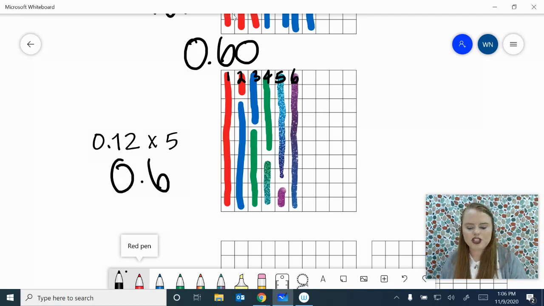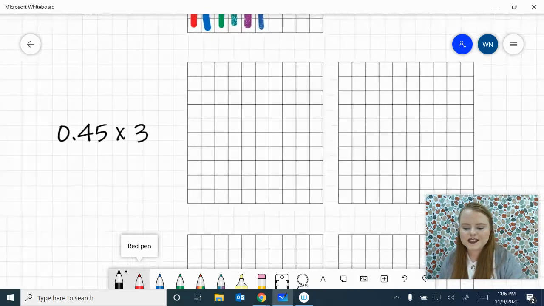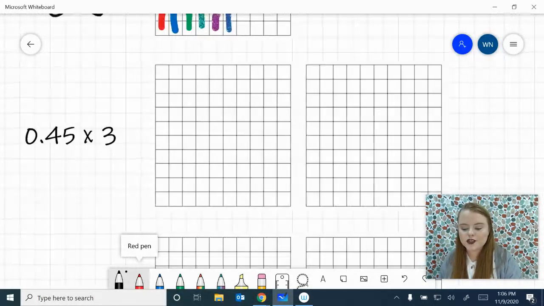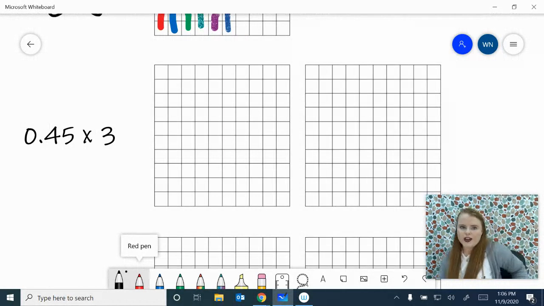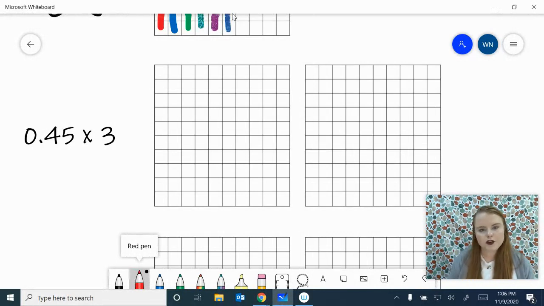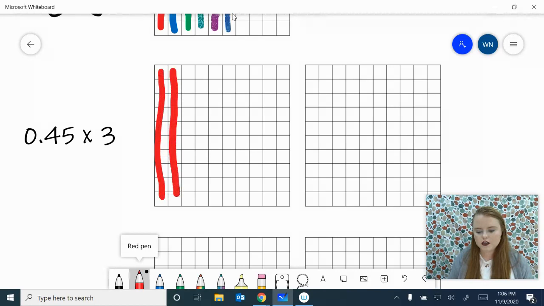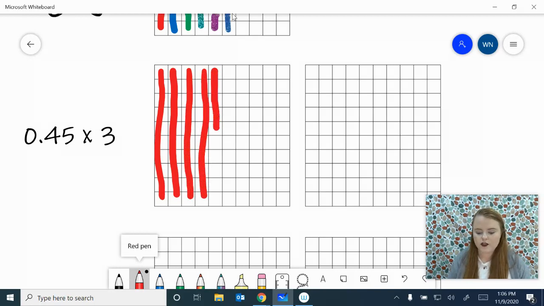Let's move on to one a little bit more challenging. As you can see, we have 2 hundredths grids here. So let's figure out what our answer is going to be. We've got 45 hundredths times 3. So we're going to color in 45 hundredths. We've got 10, 20, 30, 40, 1, 2, 3, 4, 5. So there's 1 45 hundredths.